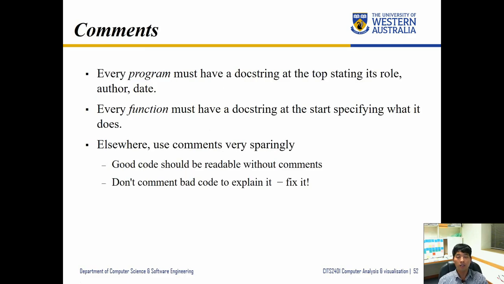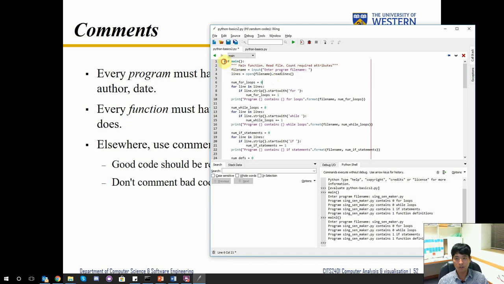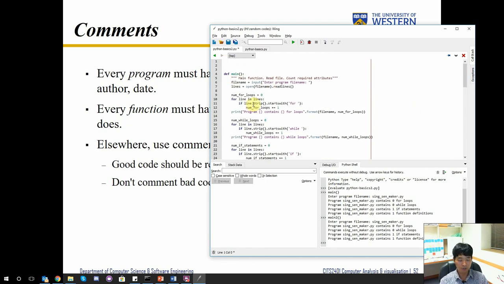Okay, and comments are very important because when you write a function, not necessarily everybody will understand what it does, and therefore you want to document what it does. So every program must have a doc string at the top stating its role, author, and the date. That means before anything else, at the very beginning of your program, you should write a doc string. So here, I haven't written one, but I should write a doc string. And a doc string is essentially just a string encapsulated in 3 double quotation marks.